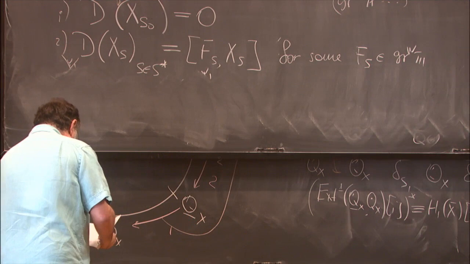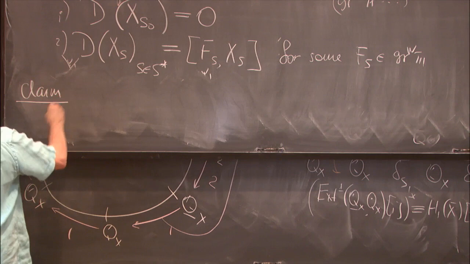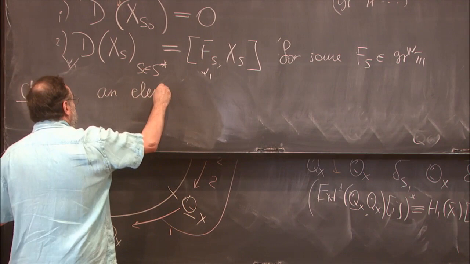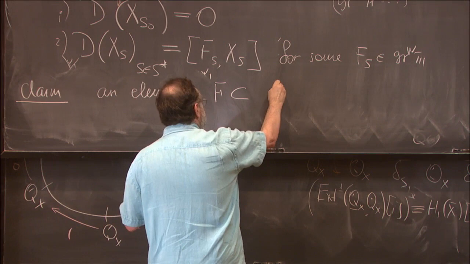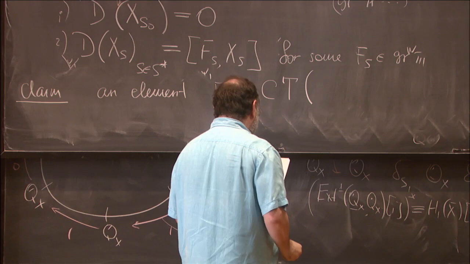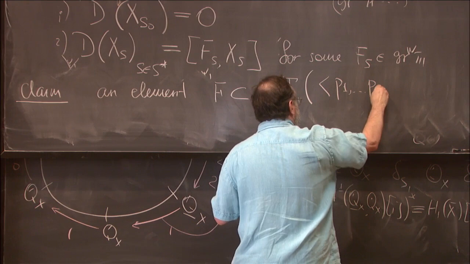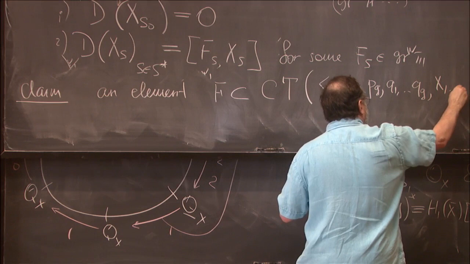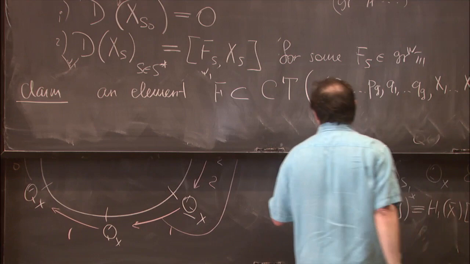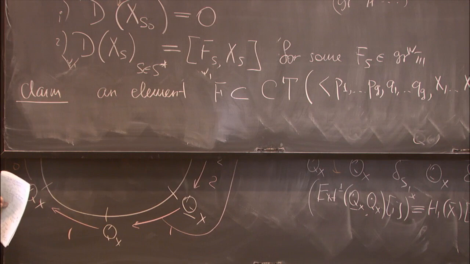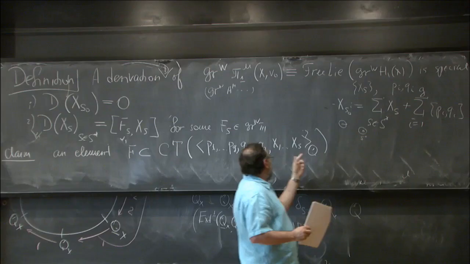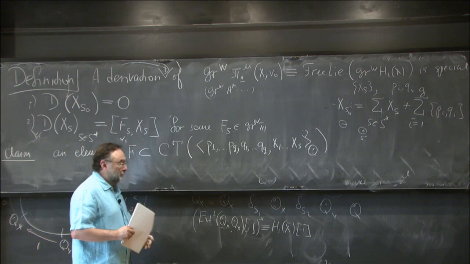So now I claim that an element F, which belongs to the cyclic tensor product of gr W H1, but now we know that it has a basis, so I do the basis version of this. So I take a linear span of this. I want to describe how this cyclic polynomial acts by derivation. You follow me? Instead of talking about gr W H1, I wrote what it is in a beta realization, in terms of the generators. So now the rule is this.